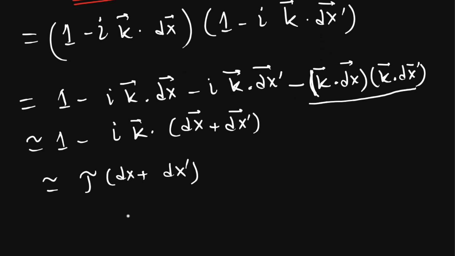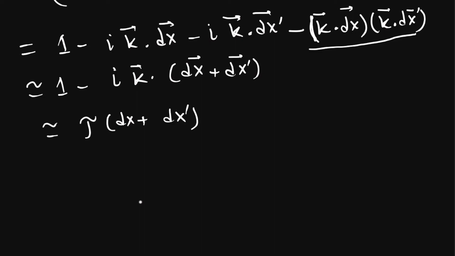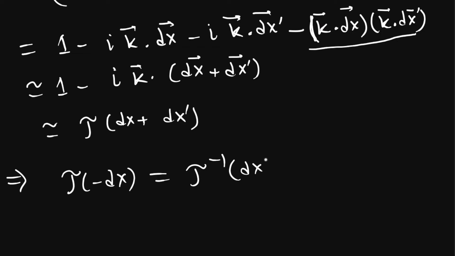Now let us check, does it obey the third property? That means tau minus dx is equal to tau inverse dx.